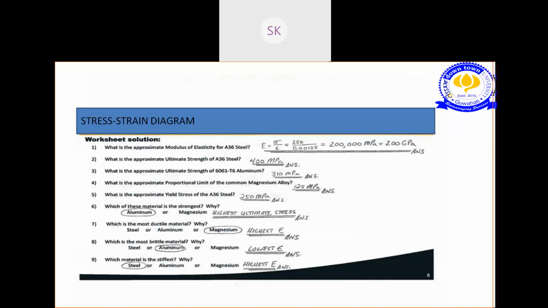Okay. We got the modulus of elasticity, stress by strain, as 2 lakh MPa, which we converted into 200 GPa. Then the ultimate strength of steel was 400 MPa. Again for aluminium, the highest stress was 310 MPa. Then the proportional limit of magnesium was the point where the curve leaves the straight part. So this is the answer, 125.